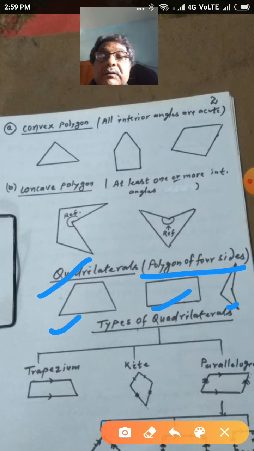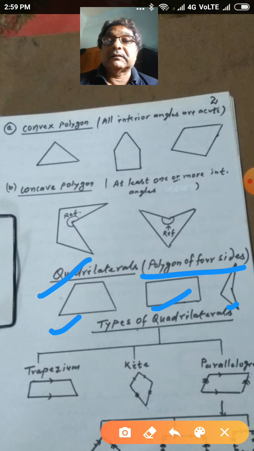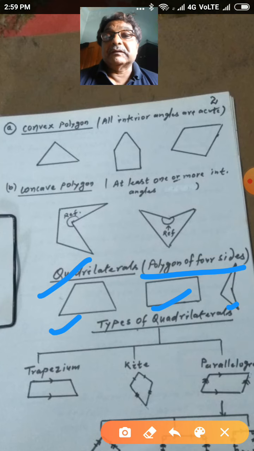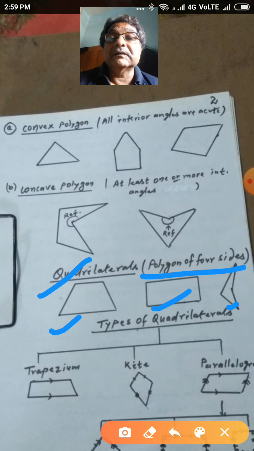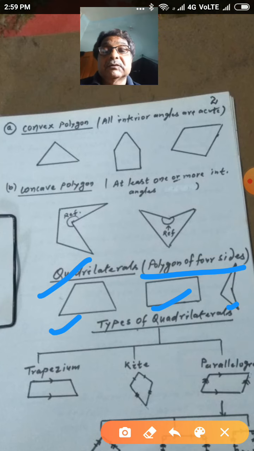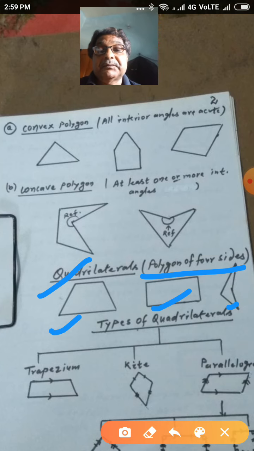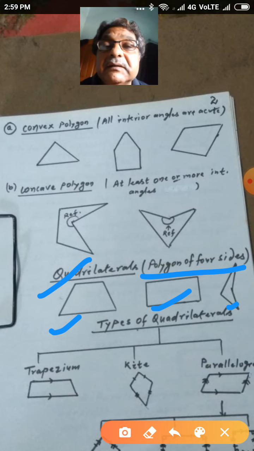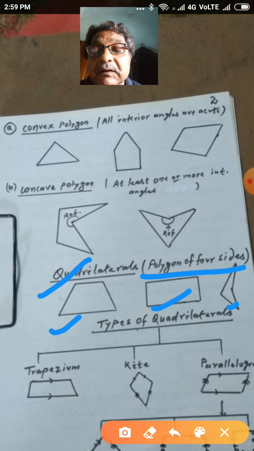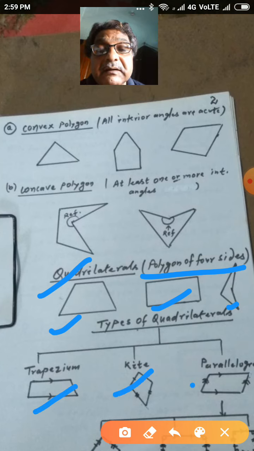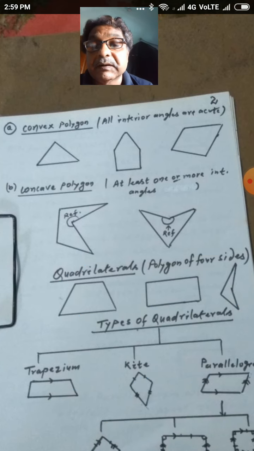these. Okay, now again quadrilaterals are of different types, different kinds. So many quadrilaterals are there, so classification is needed for easy study, for smooth study. So let us discuss now the types of quadrilateral. In the first stage, quadrilaterals are divided into three categories. One is trapezium, another is kite, and the third one is parallelogram. So let's take one by one.